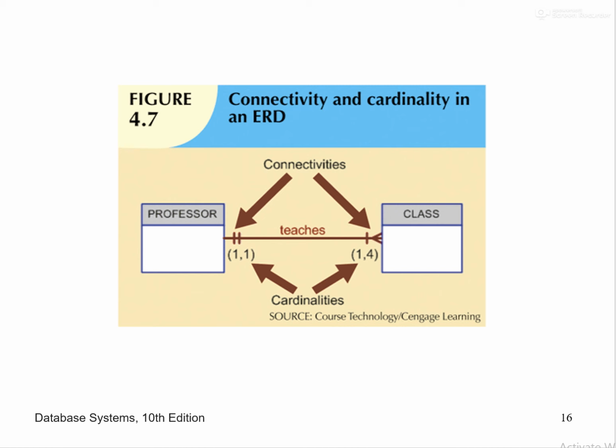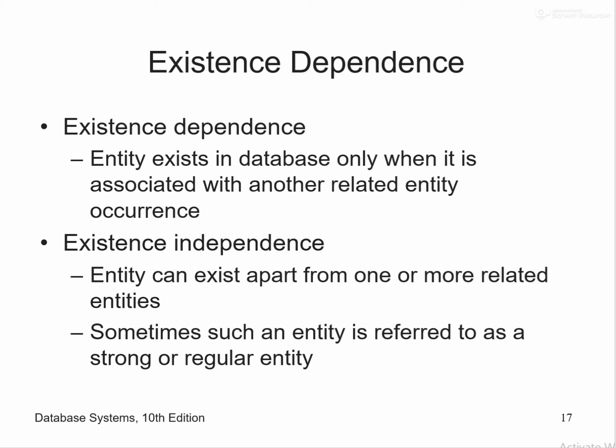Or in other words, we can say that each class entity occurrence is associated with one and only one entity occurrence in professor. Okay, then comes existence dependence. It means that an entity is existence dependent on another entity if it can exist in the database only when it is associated with another related entity occurrence.